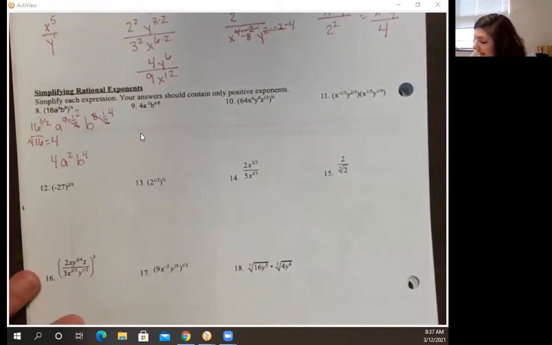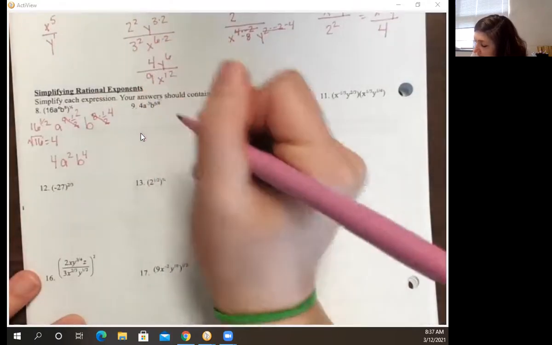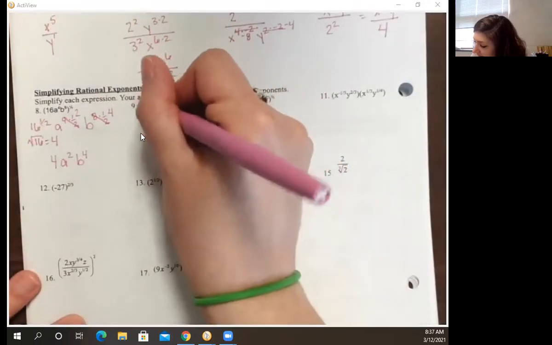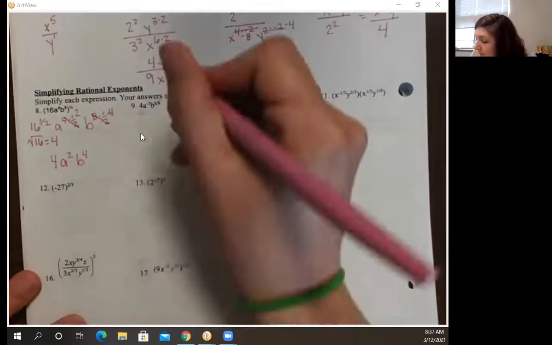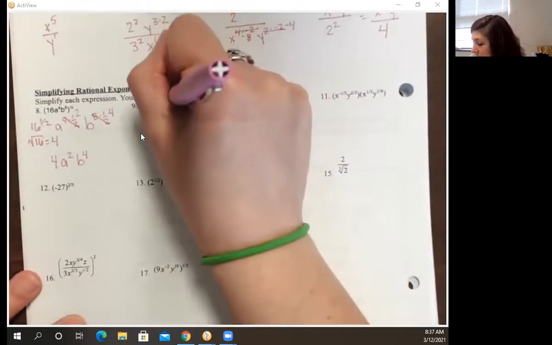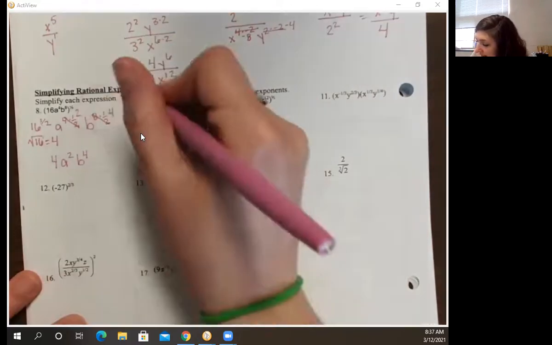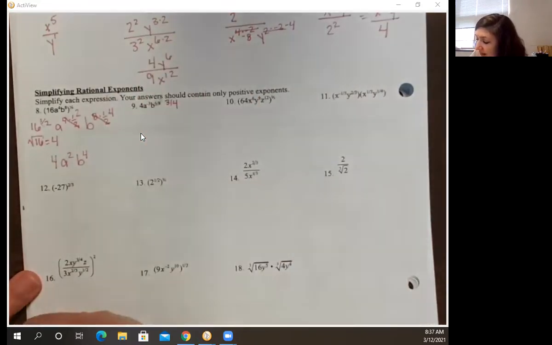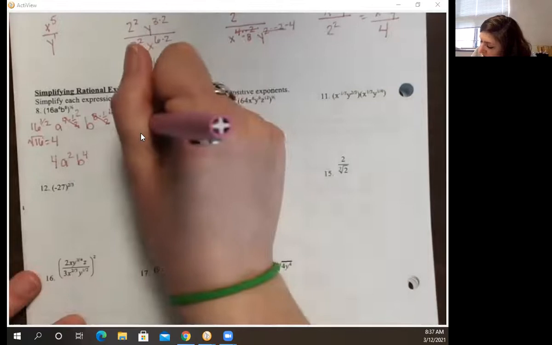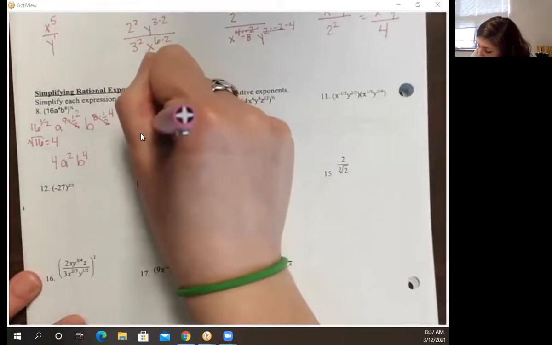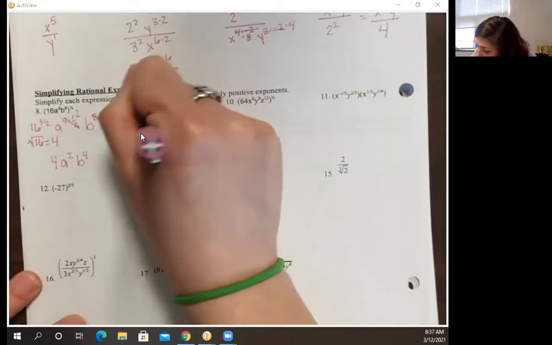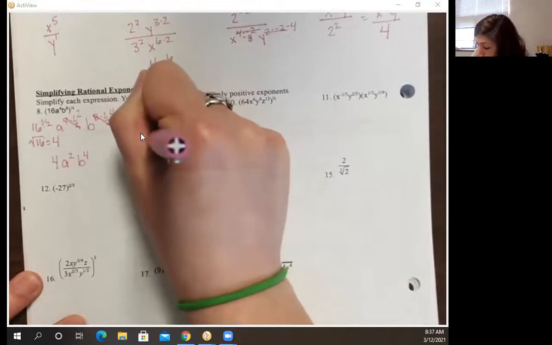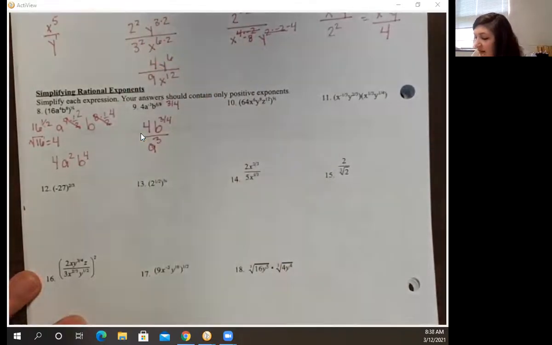For number 9, I've got some simplifying to do here with this exponent, and then I also have a term with a negative exponent that I want to move. So 6 over 8 I could reduce to 3 over 4. And then I want to move, again, the term with that negative exponent to the bottom of my fraction. So this would be 4b to the 3/4 over a cubed. That's all the simplifying I have to do there.